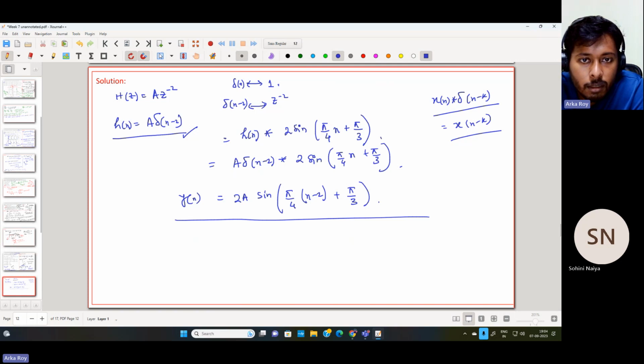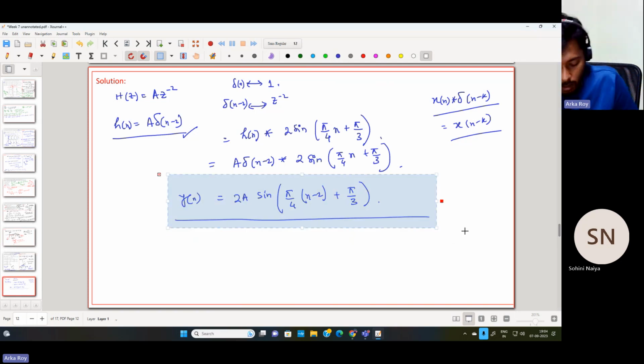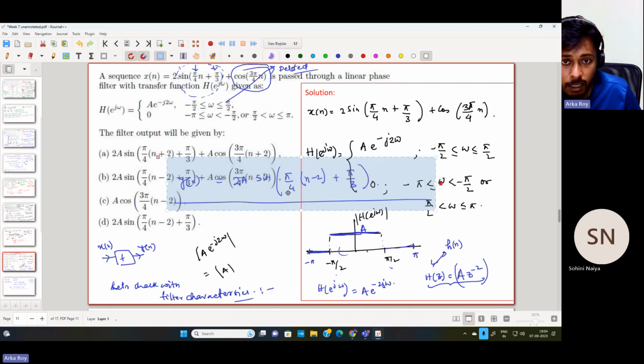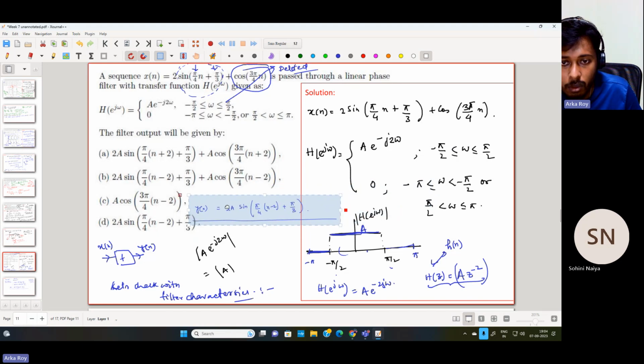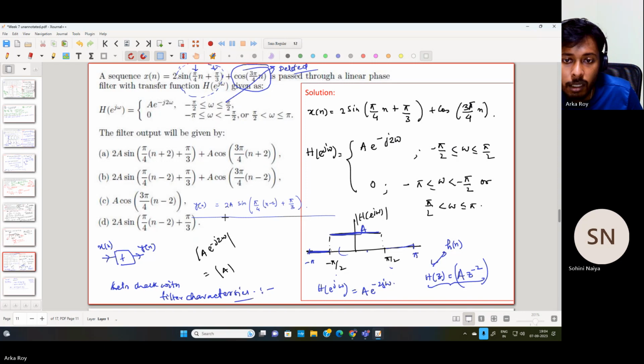So let's just copy this part and paste it over the first page, and compare with the given solutions. So this is what we have achieved, and it is matching with option D. Therefore, option D is the correct answer for this question.